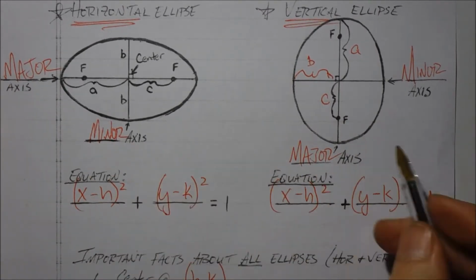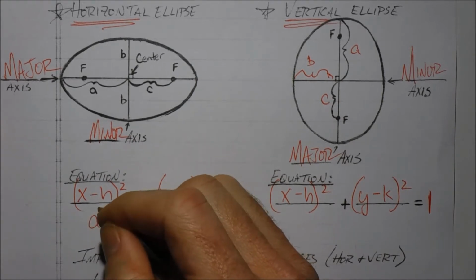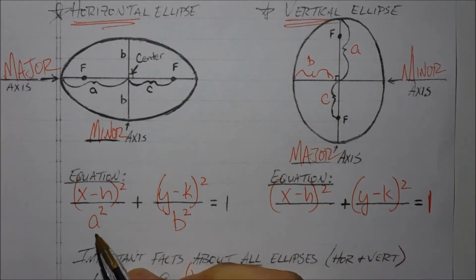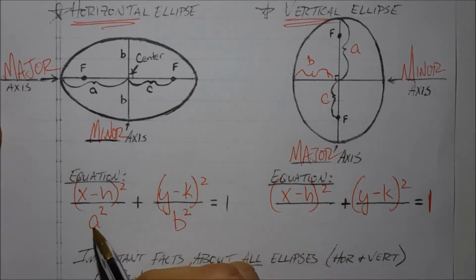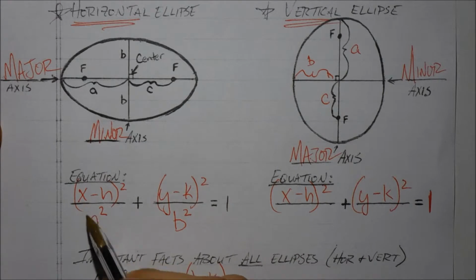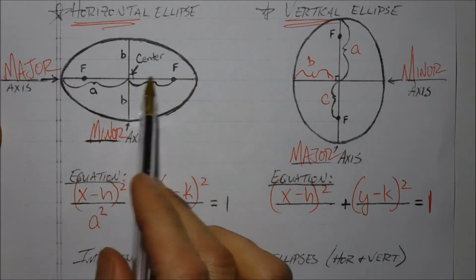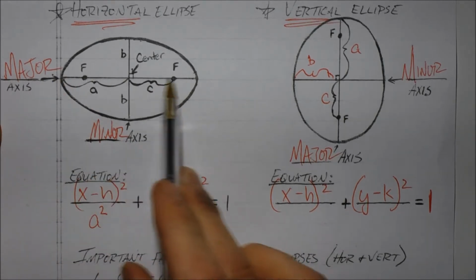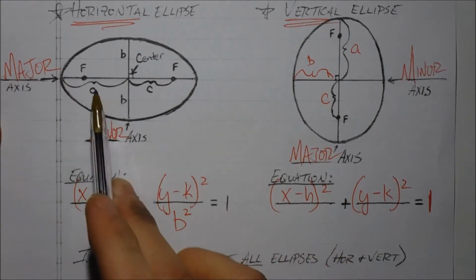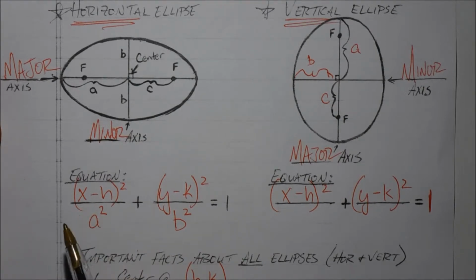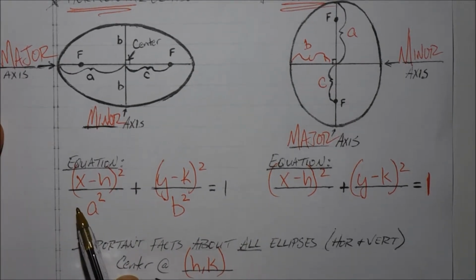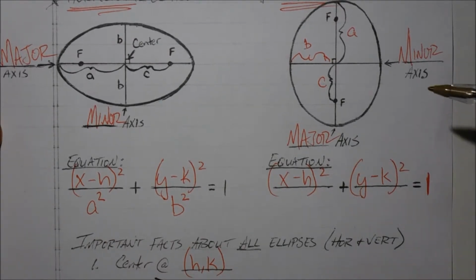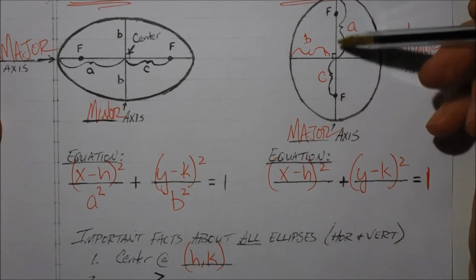Well, again, I showed you that horizontal ellipse earlier. I said a is buried down here. This is a squared. And this one is b squared. Remember, a is always the bigger number. The bigger number here is associated with x, which means your major axis runs parallel with the x-axis. Left-right movement on your major axis. The bigger number is associated with left-right movement. The bigger number is always a. Over here, your bigger number a is associated with the y.